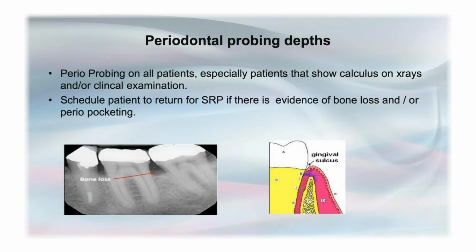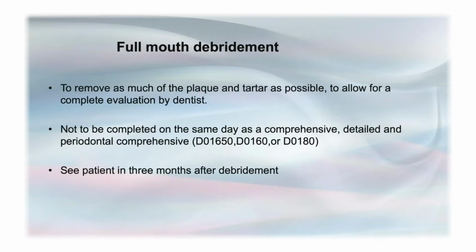And then we schedule the patient to return for root planing if there's any evidence of bone loss and/or periodontal pocketing. And then we have charts like this in the room that we show and share with our patients. We also do full mouth debridement in our practice. What that is, is to remove most of the plaque and calculus, so it allows you to do a complete evaluation by the dentist. Most of you probably know this, some of you may or may not, and hopefully this will help those that aren't familiar, but you've got to be careful what you do on that day.